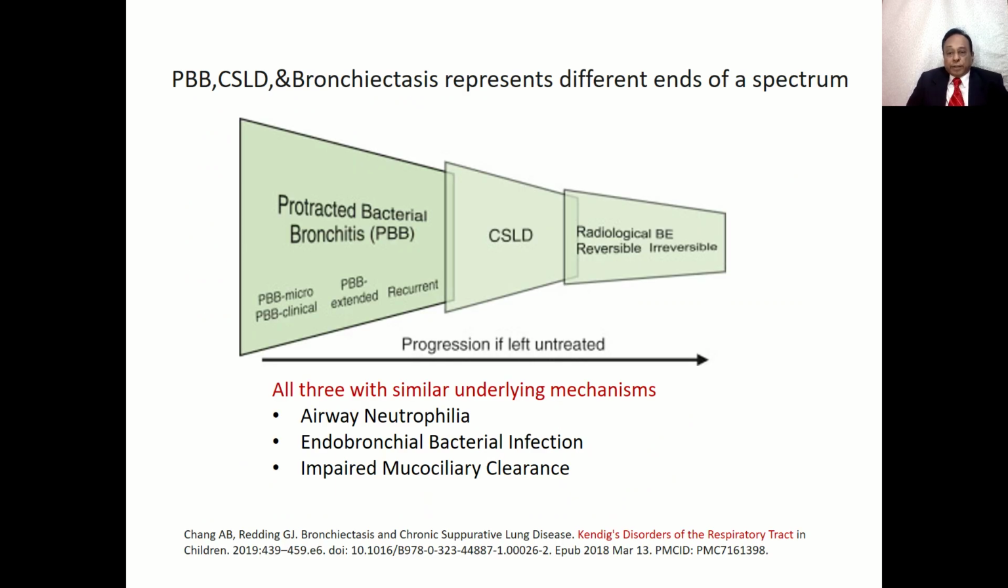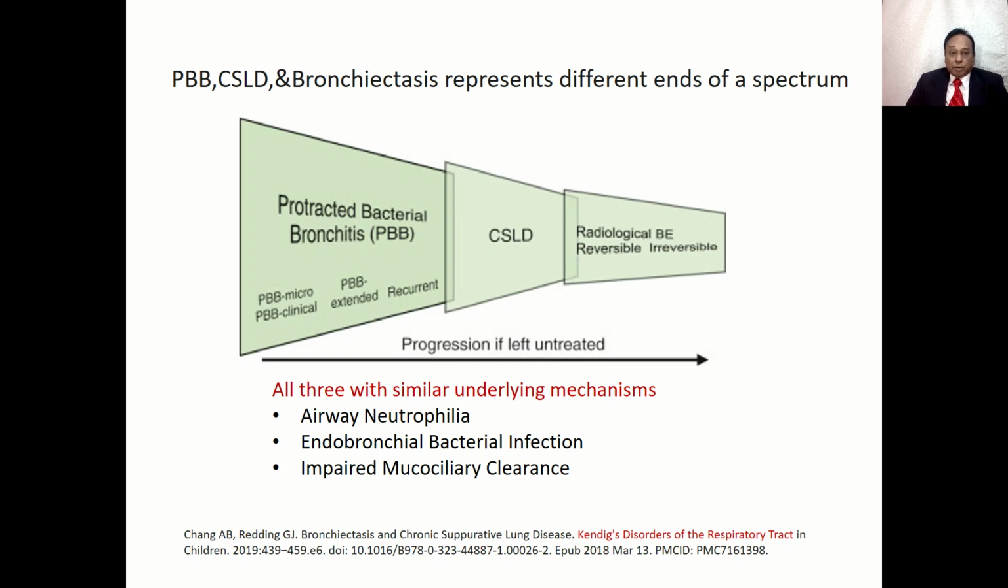Before going to the exact bronchiectasis, I want to say that protracted bacterial bronchitis, usually called PBB, chronic suppurative lung disease, and bronchiectasis all form a spectrum. PBB represents one end of the spectrum, and bronchiectasis the other end. But if you look at the underlying mechanism, all three have the same: airway neutrophilia, endobronchial bacterial infection, and impaired mucociliary clearance. That is the reason why, because in 30 to 40% of bronchiectasis we don't know the cause, you have to catch the child in the protracted bacterial bronchitis stage.